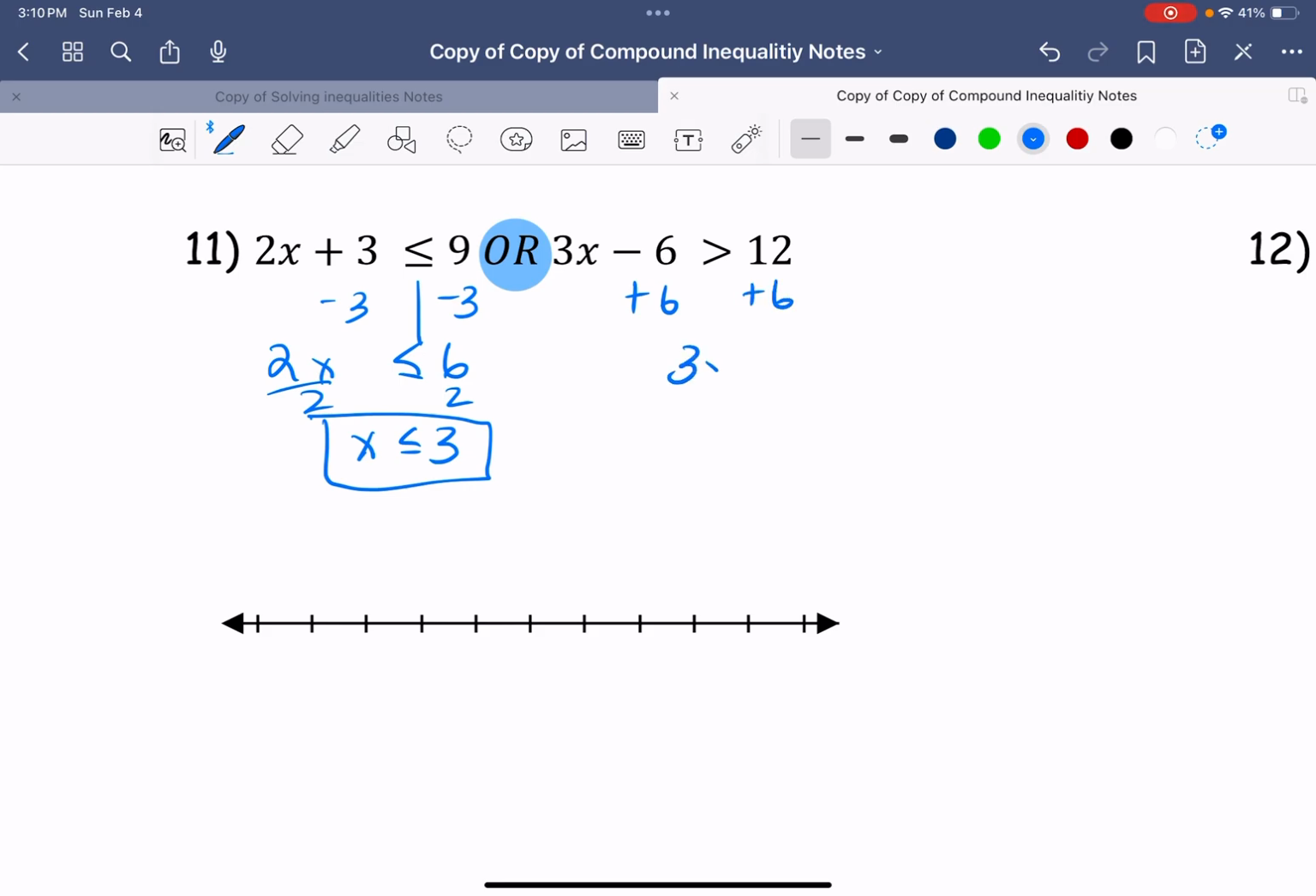And I have 3x is greater than 18. Divide both sides by 3. x is greater than 6. Okay, now I can graph it because I know what my two numbers are. Silly me. All right, so x is 6.